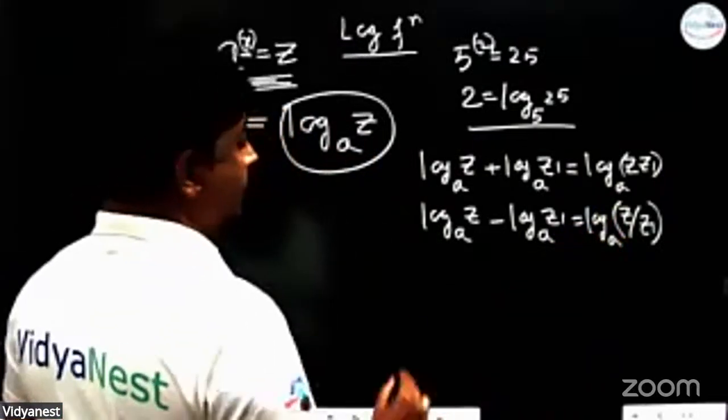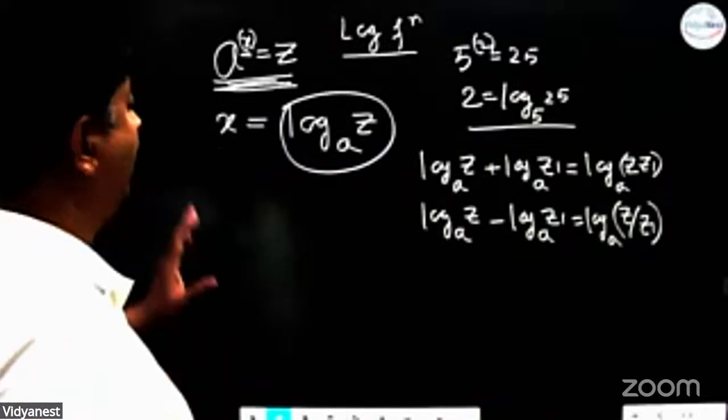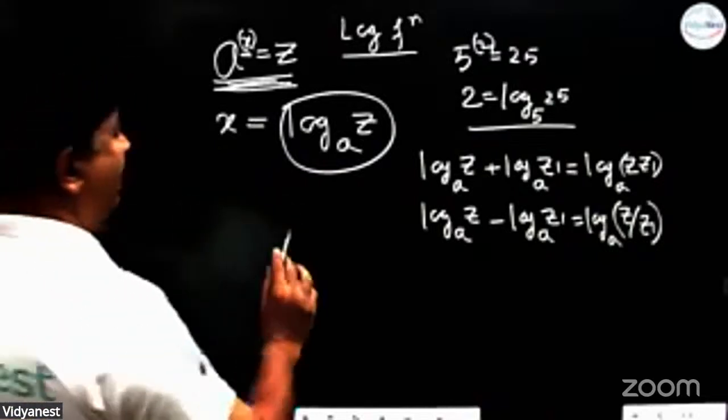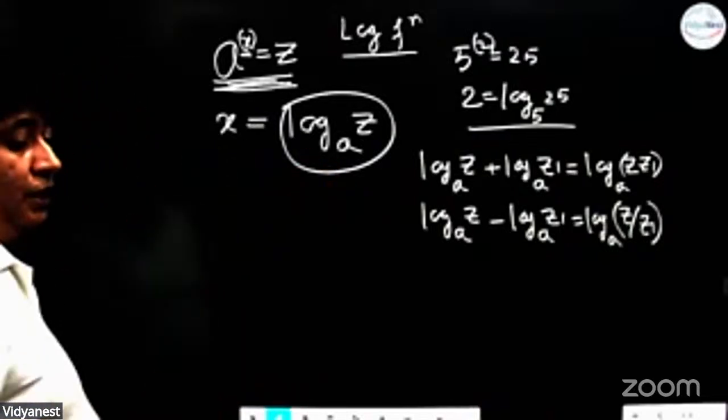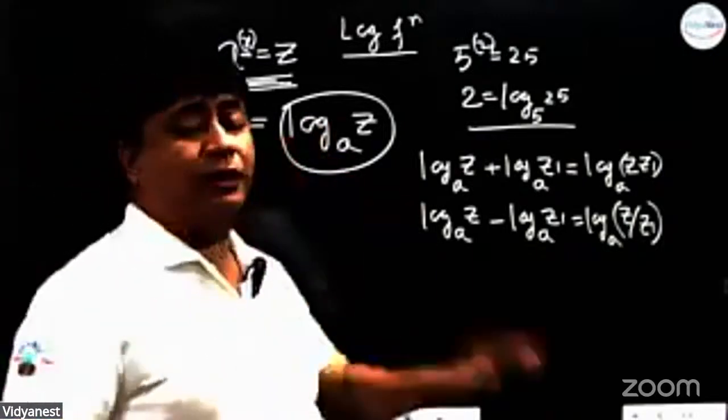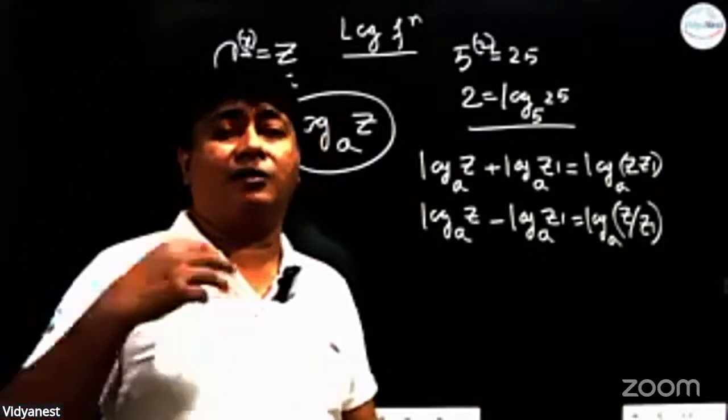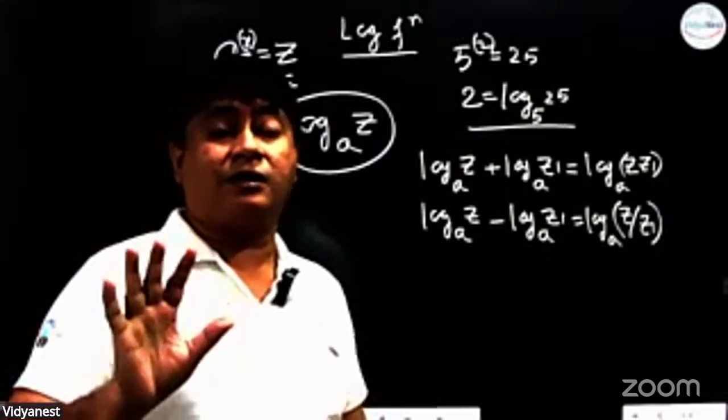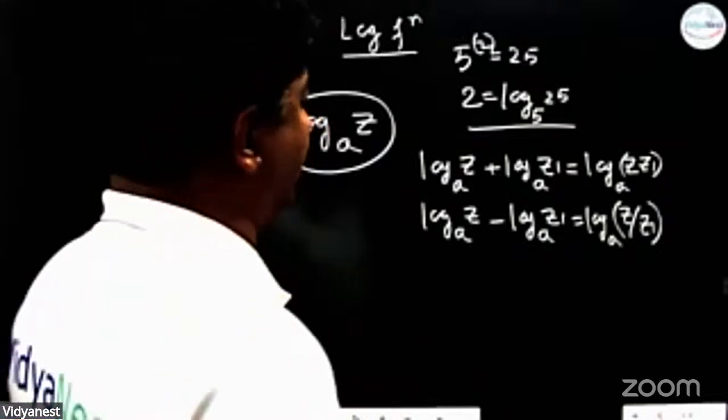Now, always remember that if base is not mentioned, then for algebra, you can take base as 10, and for calculus, you can take the base by default e. e stands for exponential.